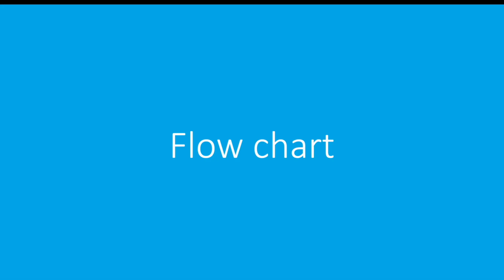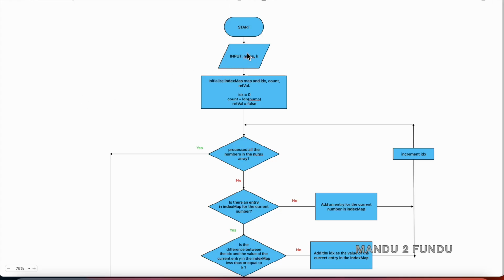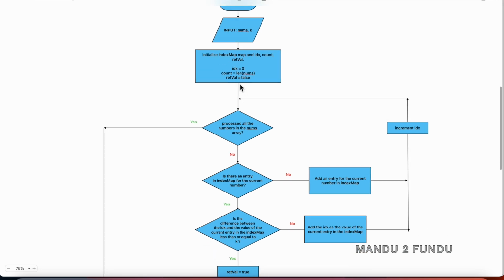Let's look at the flow chart. Input for this procedure is the nums array and the distance k. First we initialize the index map, the index, the count, and the return value variables. The index is set to 0, the count is set to the length of the input array, and the return value is set to false.